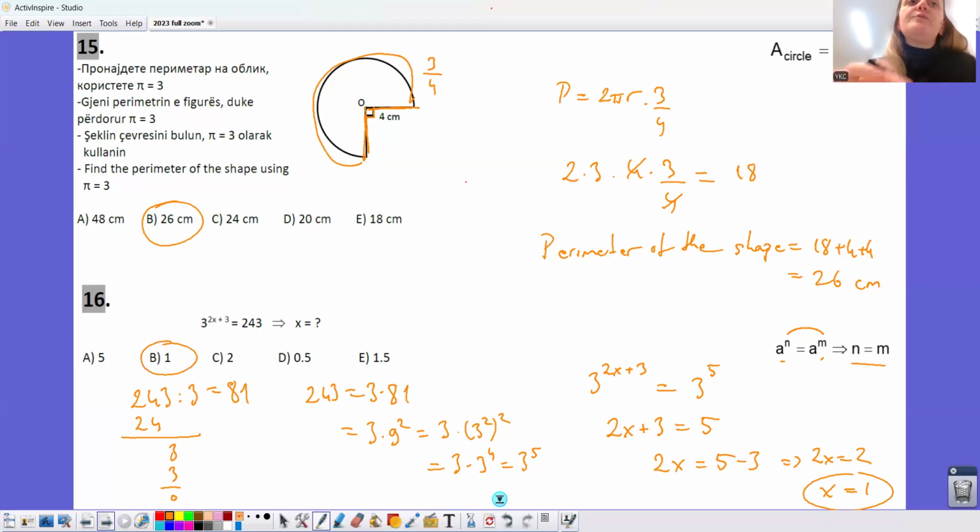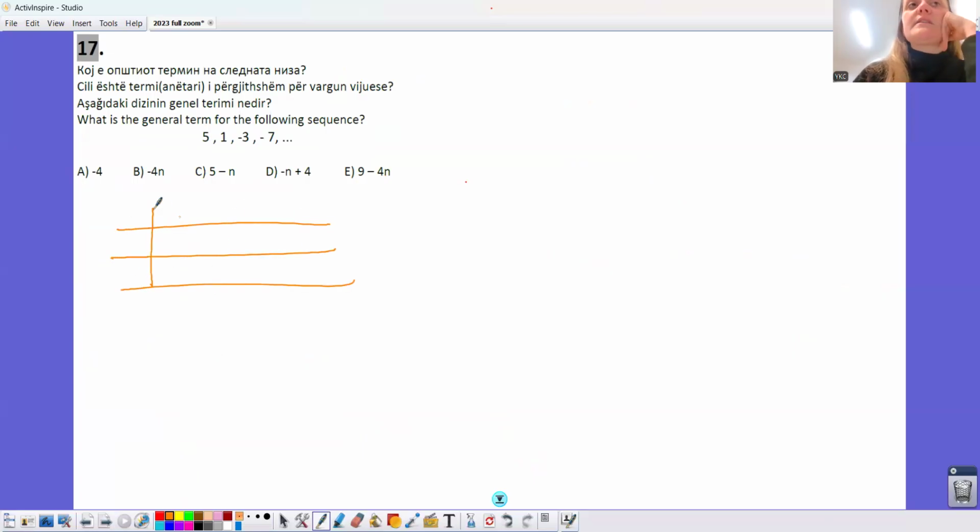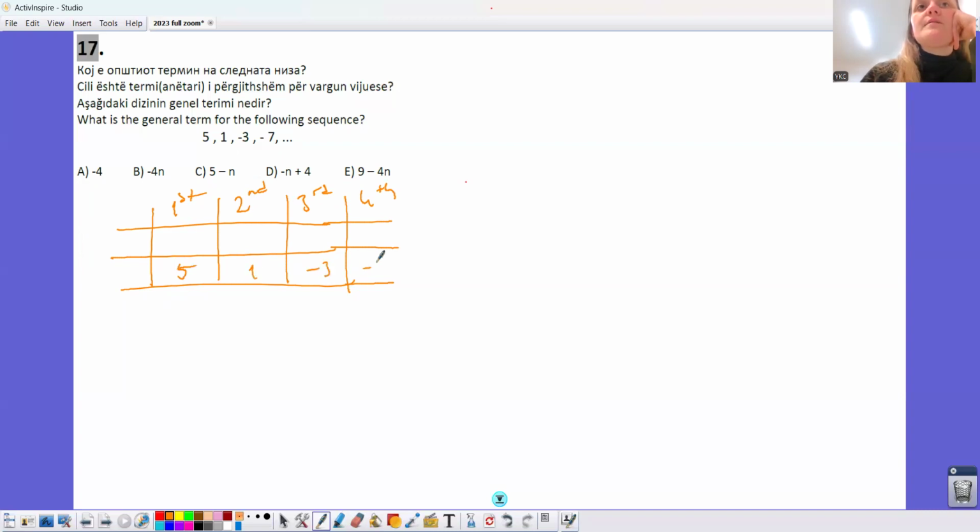Now, when we continue, in the 17th one, I have a sequence given. What is the general term for the following sequence? We need to find a general term for this sequence. So what we'll do, I will draw a table like previous lesson. So first term, second term, third one, fourth one is given. So here I will write the terms. It is 5, 1, minus 3, minus 7. First of all, let's see what is the difference between them.